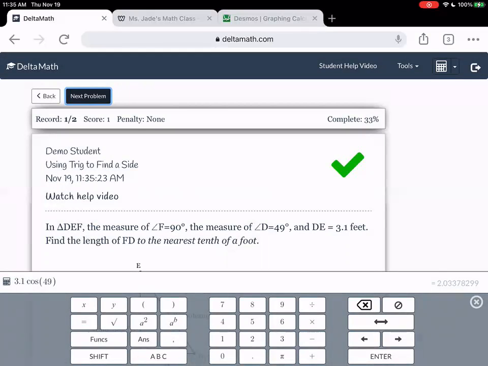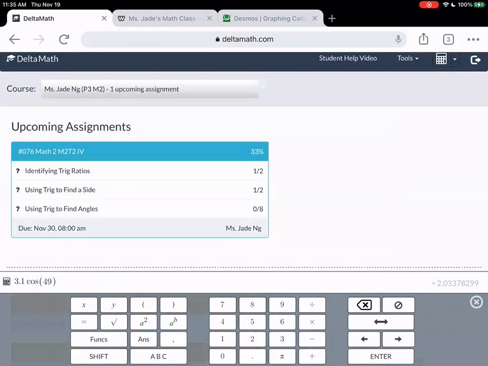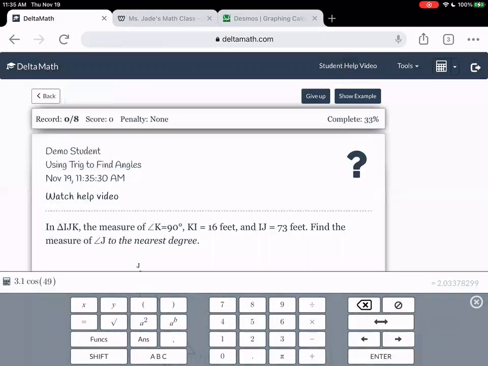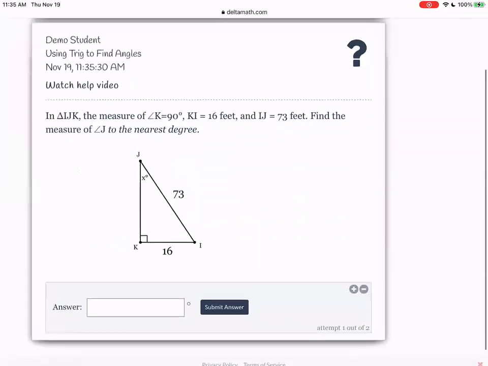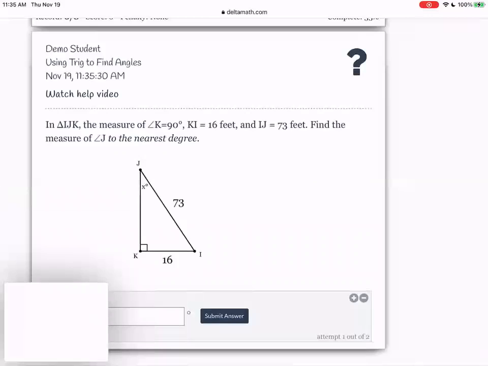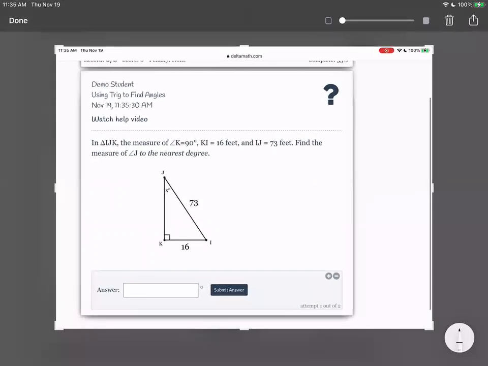All right, let's go on to the last category. This is the new one. This is the one that's based on our notes. So I'm going to do a few of these examples, okay? Let's take a look. Triangle IJK, the measure of angle K, and so on. I'm not going to read all that. They gave us the picture already. We are finding the measure of angle J to the nearest degree.